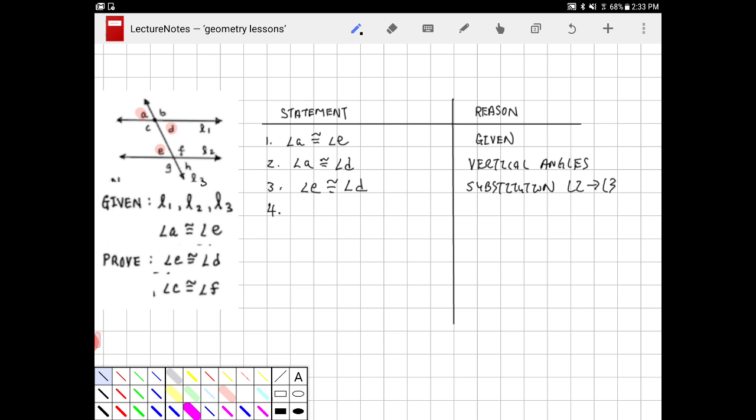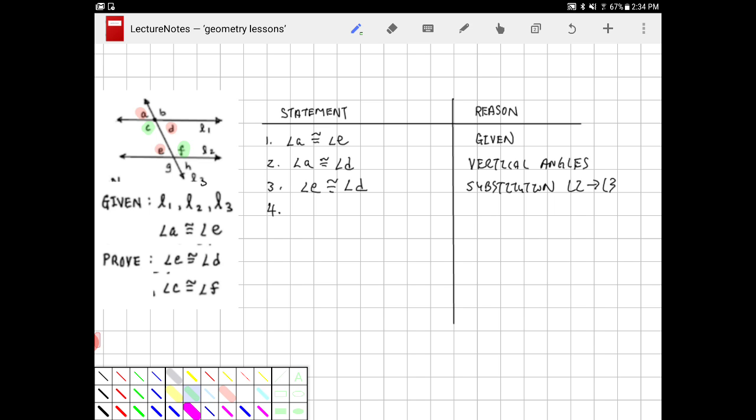All right, so the next part here, we're trying to prove that angle C is congruent to angle F. We're trying to show that C here is congruent to angle F. Do you notice that A and C are a linear pair? And do you also recognize that E and F are also a linear pair?